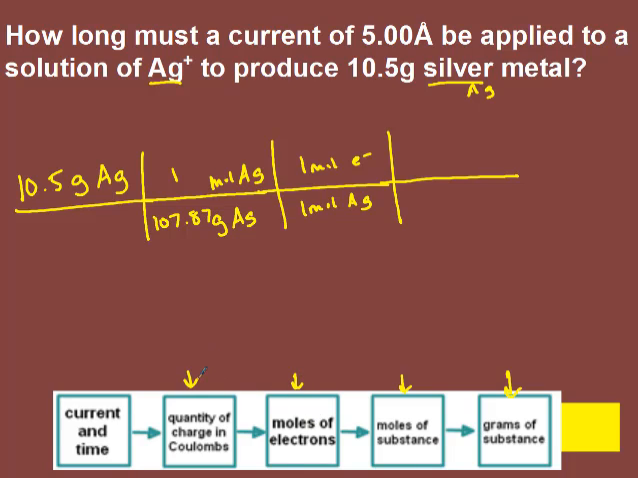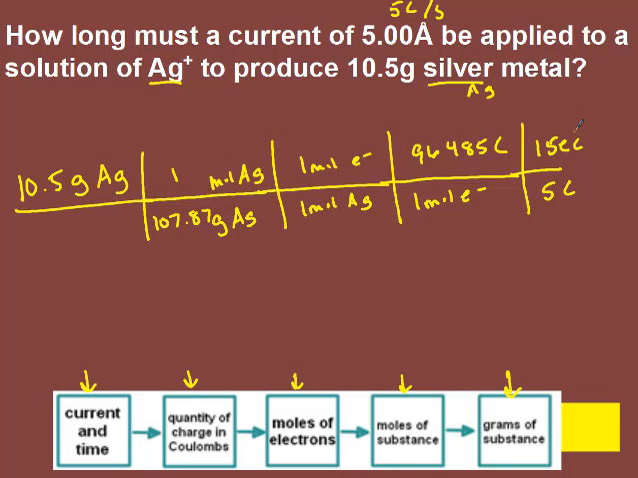Now I need to find my quantity of charge in coulombs. For every 1 mole of electrons, there's 96,485 coulombs. And now I can use my current. It says I'm at 5 amps, so that was 5 coulombs per second. So 5 coulombs for every 1 second.